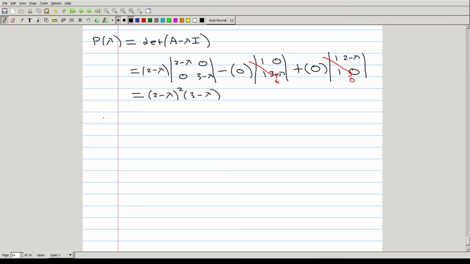So the eigenvalues are when the characteristic polynomial is equal to 0, and that means that we have lambda 1 is 2, lambda 2 is 2, and lambda 3 is 3.